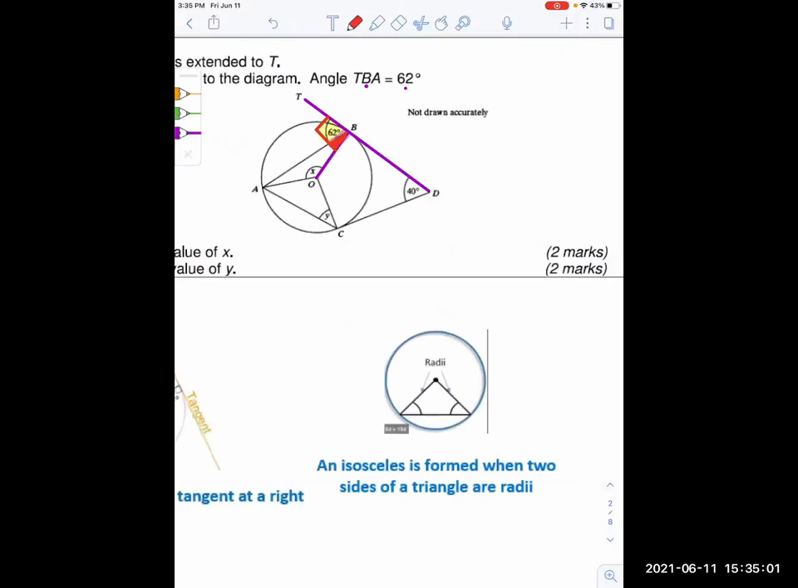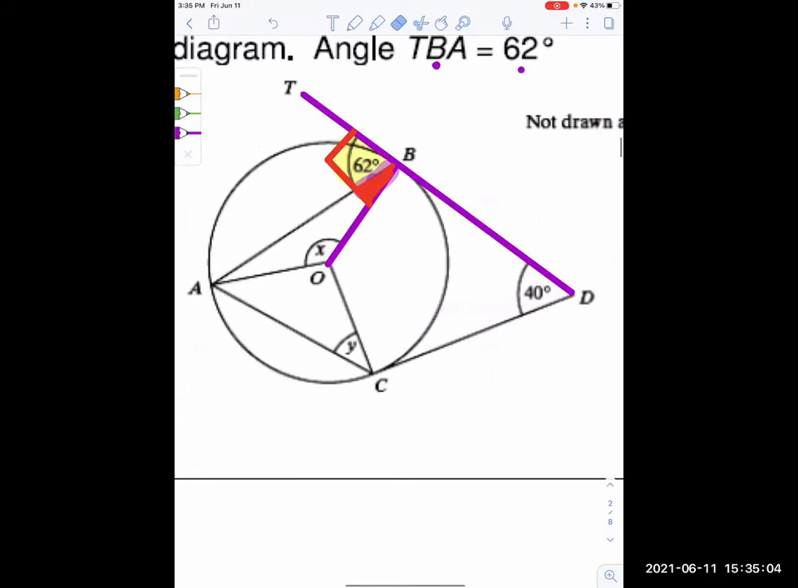So here's what it looks like. Let me erase it here and go again, in case you are not seeing it. This is my tangent. This is my radius. So it means that this is a 90 degree and this here is also a 90 degree. Are you all seeing that? Yes, miss. But this angle here is already 62. So this angle here would be 90 minus 62, which is 28 degrees. Do you all agree with that? Yes, miss.